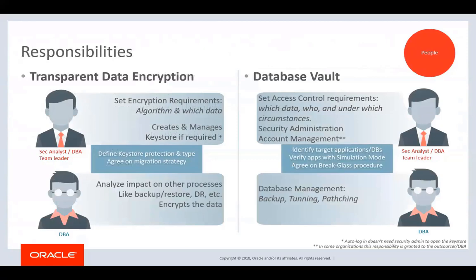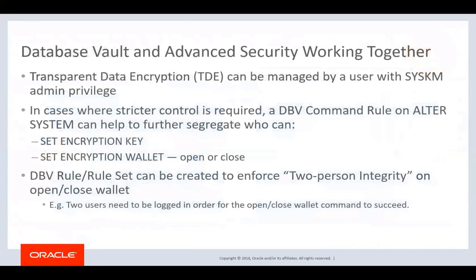Speaking of transparent data encryption, another common requirement for transparent data encryption is to separate out the ability to open or close the key store. And we can do this with Database Vault rule sets that look for things like, are there 2 people logged in? Many customers want to have 2-person integrity set up. Is it a certain time of day? Am I coming from a workstation that has keystroke logging turned on? There's lots of things you can do to lock down the ability to do key management operations.